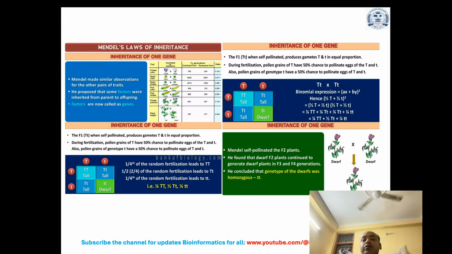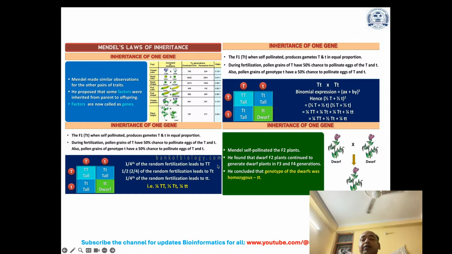So here you can see F1 or first filial generation, that is capital T and small t, when self-pollinated produces gametes capital T and small t in equal proportion. During fertilization, pollen grains of T have a 50% chance to pollinate eggs of capital T and small t. Also, pollen grains of genotype small t have a 50% chance to pollinate eggs of capital T and small t. And this you can see easily in the Punnett square. Now, here you can see again how the ratio can be determined.